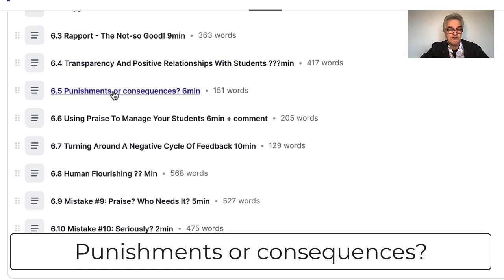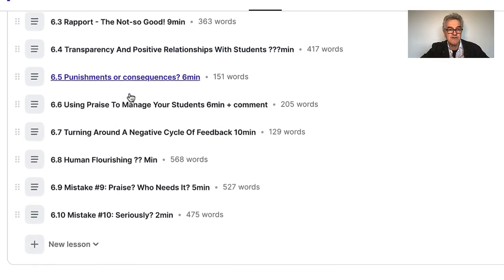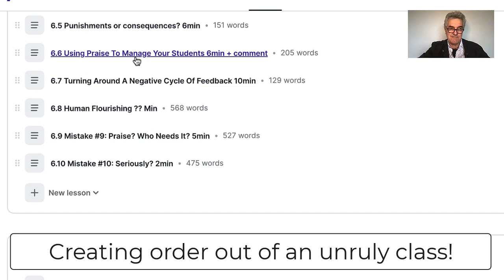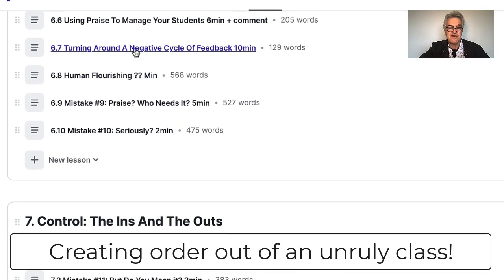Transparency with your consequences or punishments that you dish out to kids. Are they punishments or are they consequences? It's important to know this. Praise to manage students. You might have a class that is unruly. They're kind of out of control. They're really hard work. Well, here's a strategy that you can use to turn this situation around. There's a few videos involved in this particular section. Turning around a negative cycle of feedback, well, that's something that people asked for.